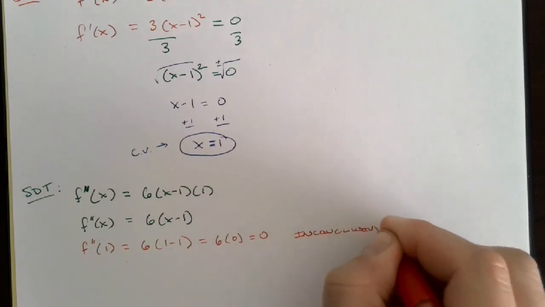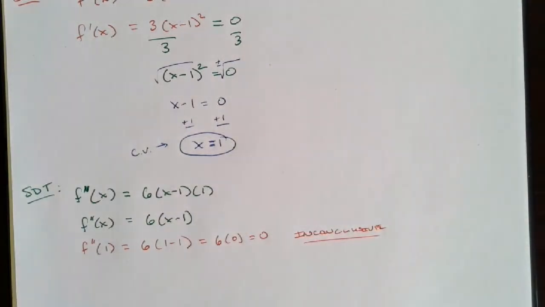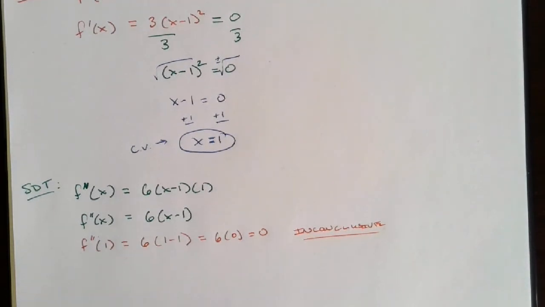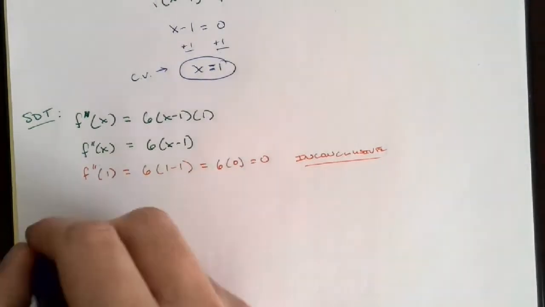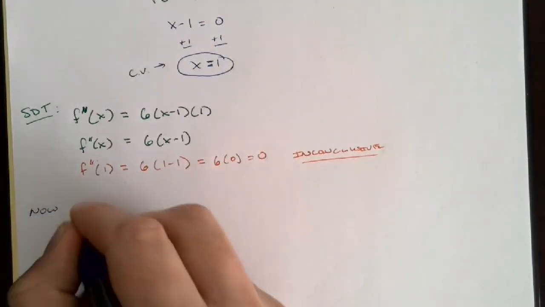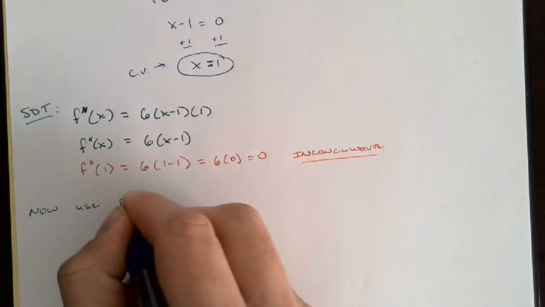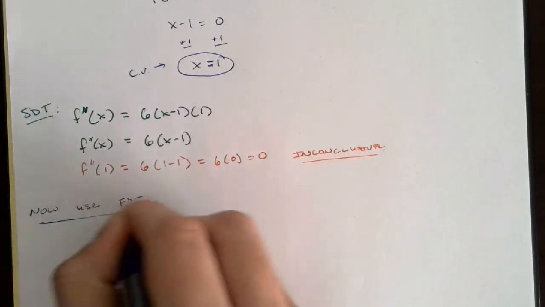inconclusive. That doesn't mean you stop. It really just means that if the second derivative test is inconclusive, typically what we do is we use the first derivative test. So now use the first derivative test. This will give us more information.